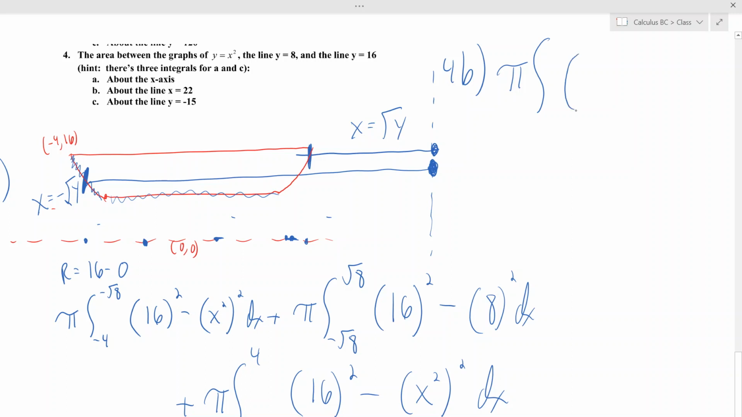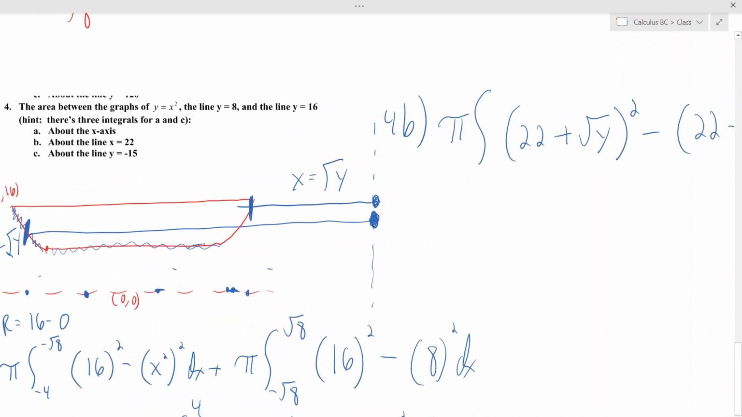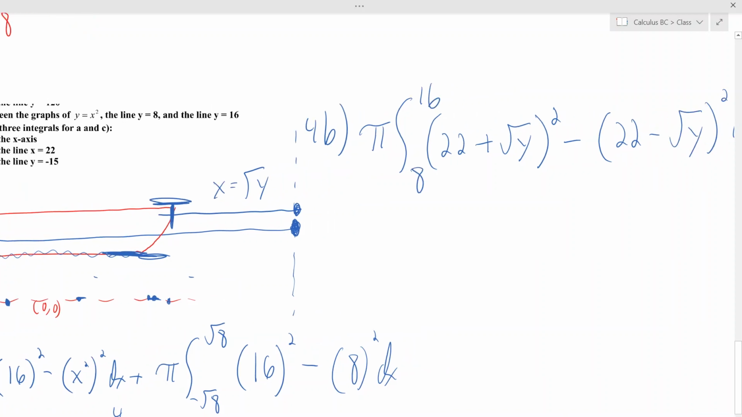Big R is going to be the right side, which is 22, minus the left side, which is -√y, squared, right? Minus little r, which is 22, the right side, minus the left side, which is √y, squared, dy. And y is going from the bottom, which is right here, 8, to the top, which is 16. So it wasn't too bad.